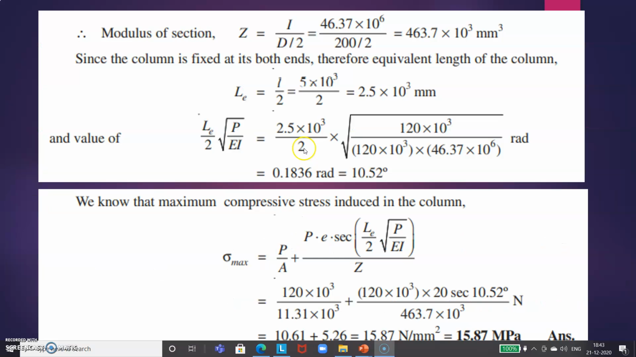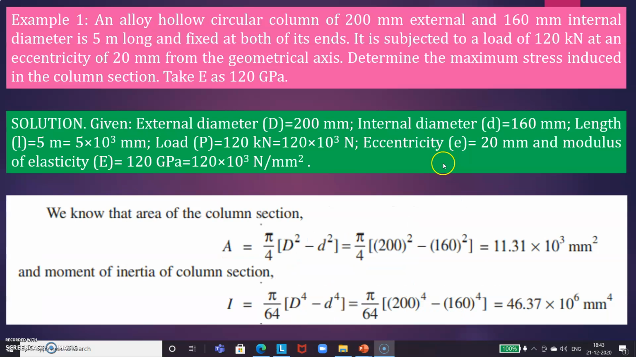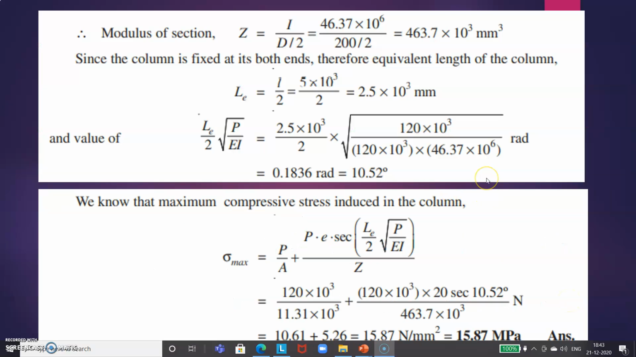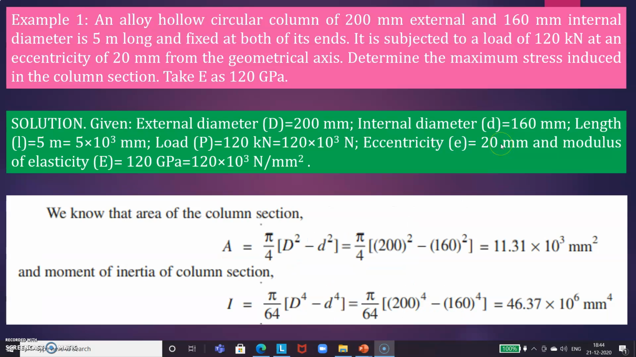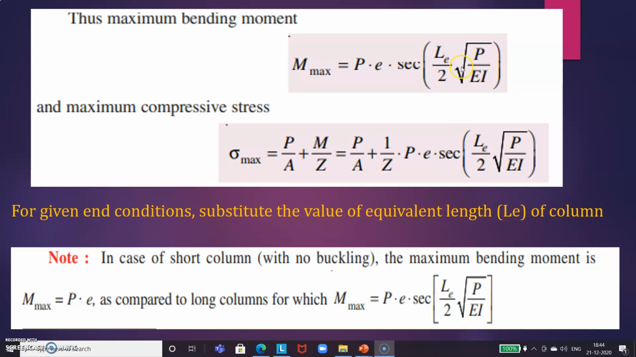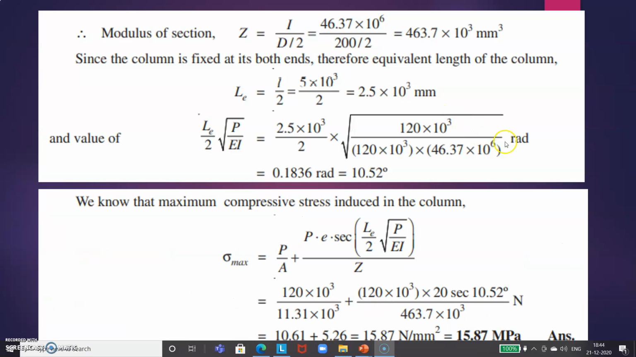Load is equal to 120 into 10 raised to 3, divided by E into I. E is 120 into 10 raised to 3 Newton per millimeter square, into I. I is the calculated value, that is 46.37 into 10 raised to 6. Substitute, simplify this. Whatever answer you get is in radians, because that formula is secant of this. So the answer is in radians, so you have to convert into degrees.